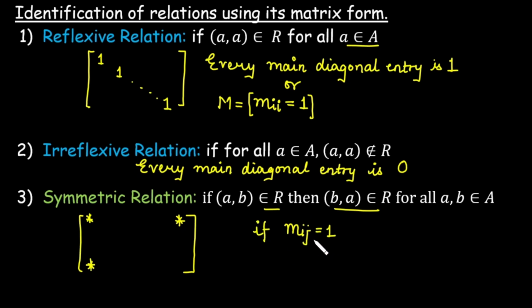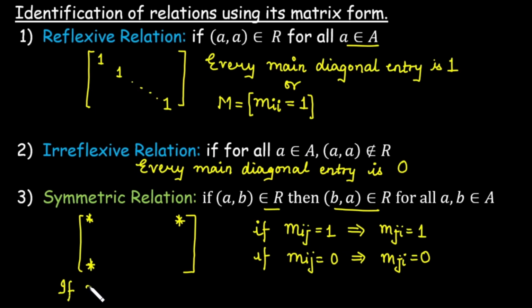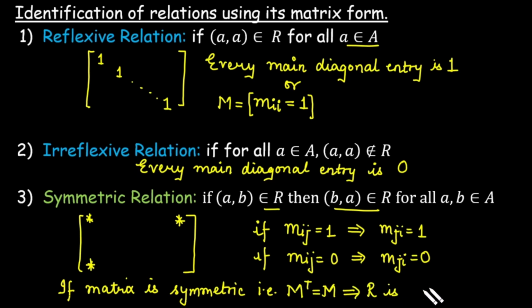So it's like if M_ij is equal to 1, this implies M_ji is equal to 1. Or we can say that if M_ij is equal to 0, this implies M_ji must be 0. Such a matrix is called a symmetric matrix. So we can say that if the matrix is symmetric, meaning M transpose is equal to itself, this implies the relation is symmetric.